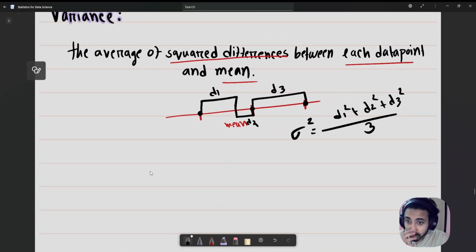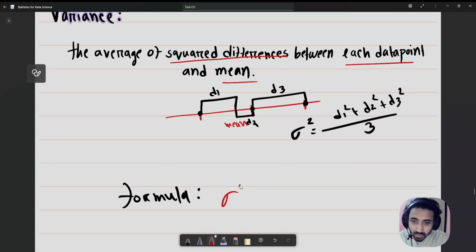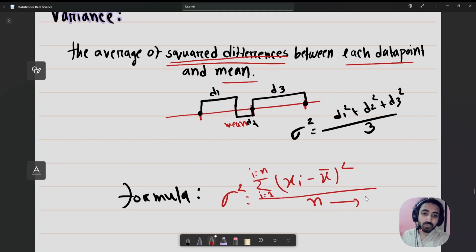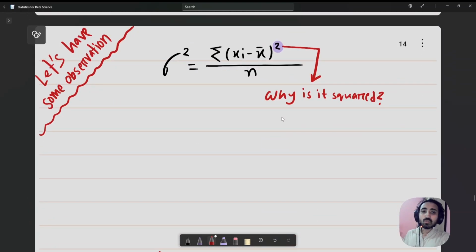So the formula for variance is sigma square. Sigma square is defined as variance. This is the data and this is the mean and this is squared, as the definition says, square differences. And this is the summation for all the values from i equals 1 to i equals n, and this is the n, the number of values. Now let's see some observations of this formula. Why is it squared?